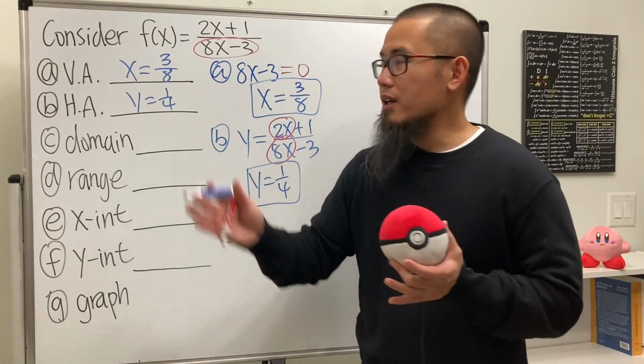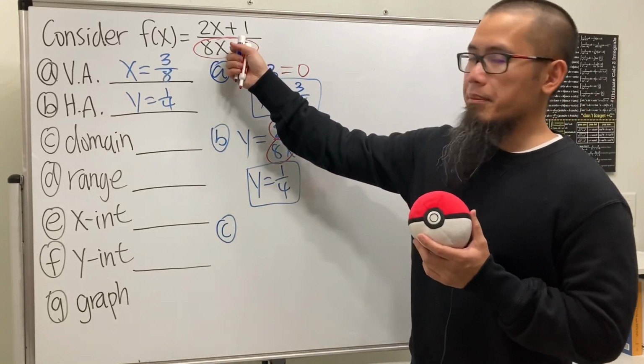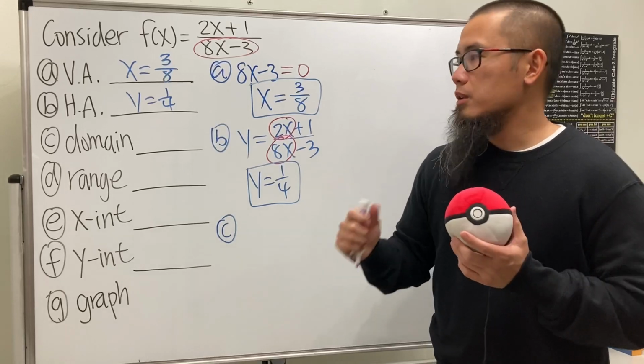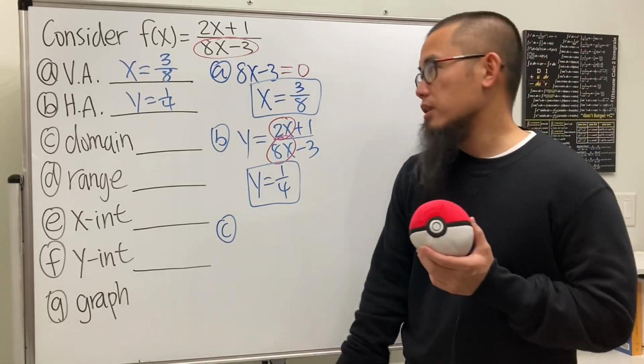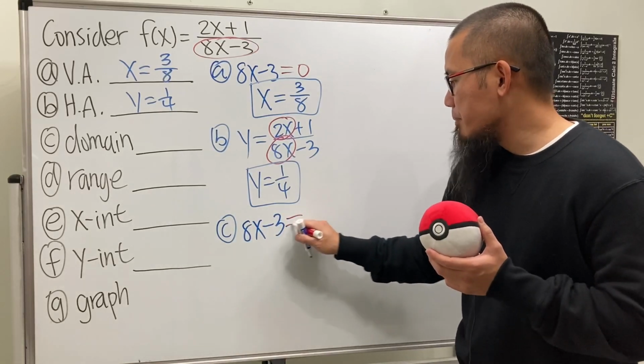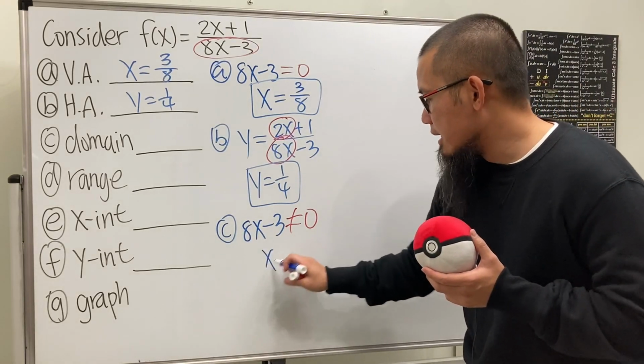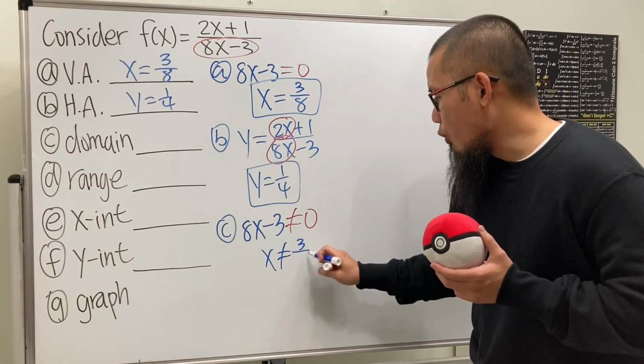Now, for the domain, let's put it down right here. Again, we cannot reduce anything, so nothing too tricky. Just go ahead and make the bottom not equal 0. For the domain, you have to state the restriction. So you're going to say 8x minus 3 cannot be equal to 0. Well, in that case, we can see that x cannot be equal to 3 over 8.